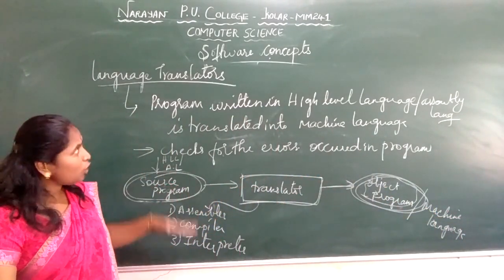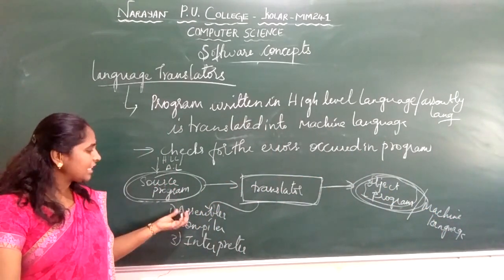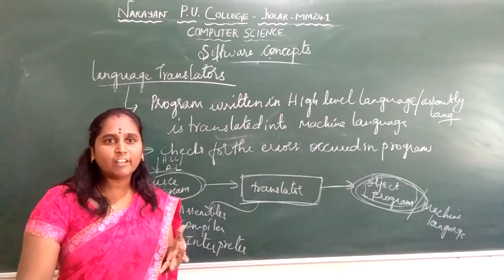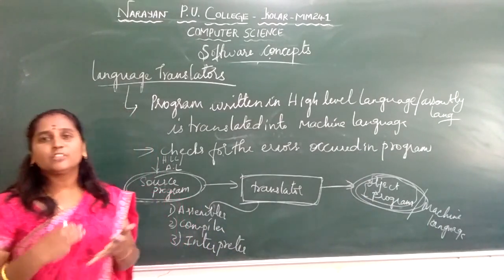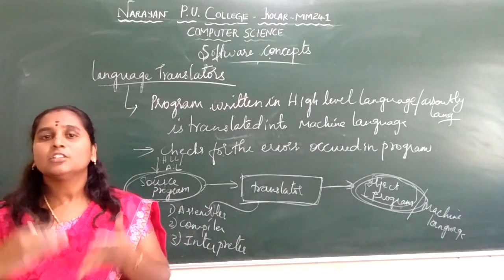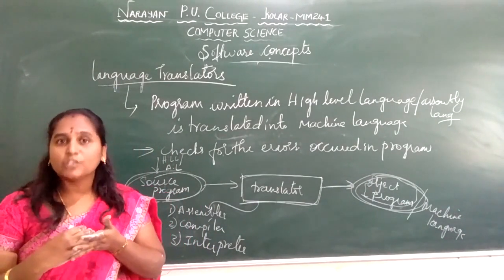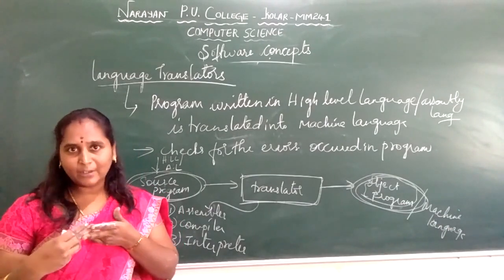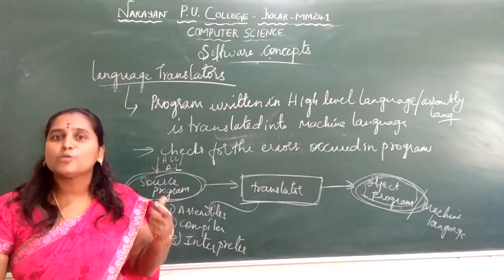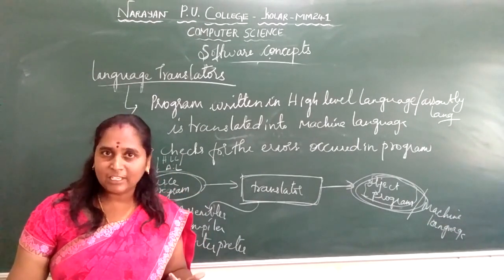So, today's class I wind up with language translator. Tomorrow's class we will discuss what is assembler. Before going to that, let me refresh what all we have discussed today. First we have seen what is computer language. Language is nothing but a medium of communication. In computer language we have seen two types of language, that is low level language and high level language. In low level language we have two types, that is machine level language and assembly level language.